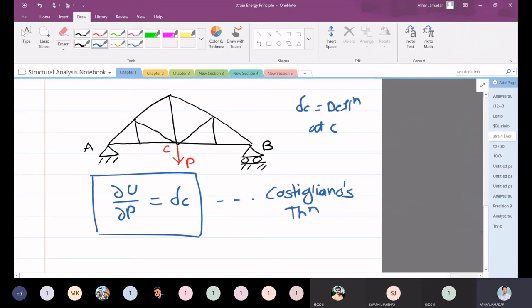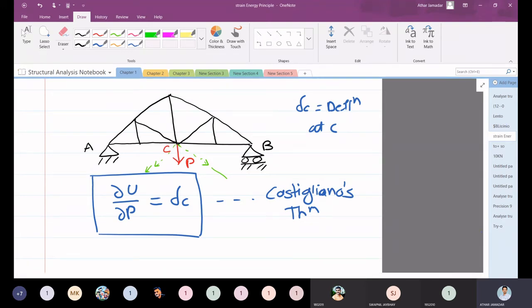Okay, remember this. If you want to find out deflection under any point, if you take the partial derivative of the total strain energy of the entire truss with respect to the load acting at that point, it will give us deflection in the direction of the load. So if this P is acting like this, we will get deflection in the direction of P. Let us assume P is acting like this, so we will get deflection in this direction. If P is acting like this, we will get deflection in this direction. Right now P is acting exactly vertical, so we will get vertical deflection.